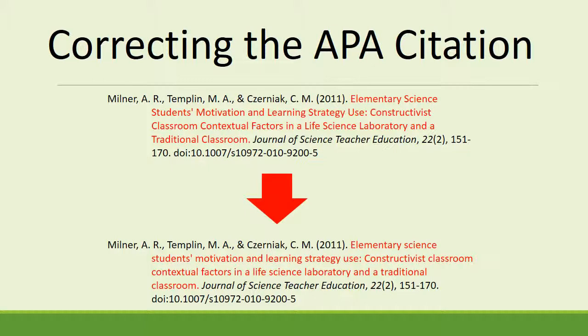The rule for APA 6th edition is that the only words in the title that should be capitalized are the first word of the title, the first word of the subtitle, and any proper nouns or adjectives. The database does not fix the citations for capitalization, as illustrated in this example. In the first version, every word of the title is capitalized. In the second version, the errors are corrected.